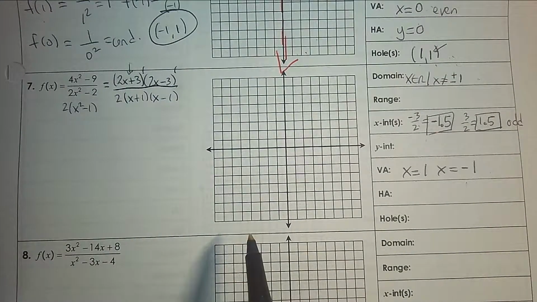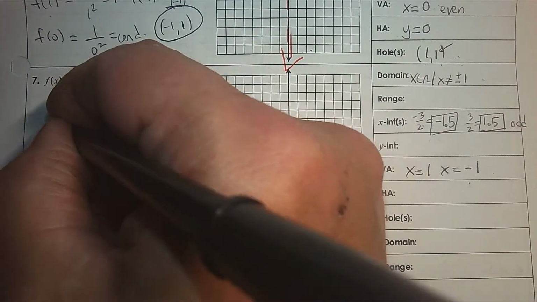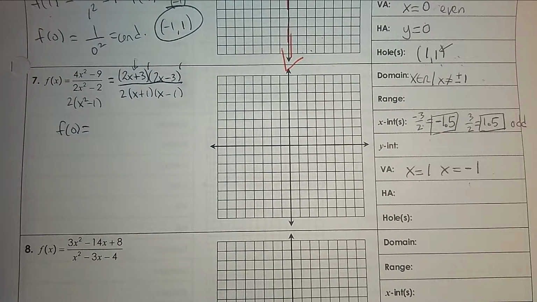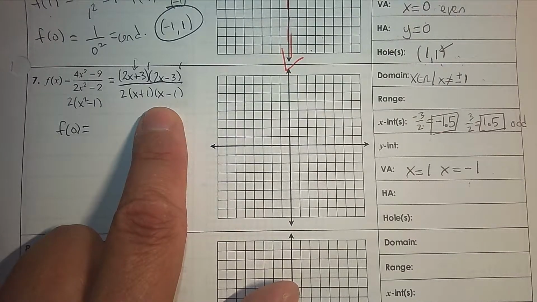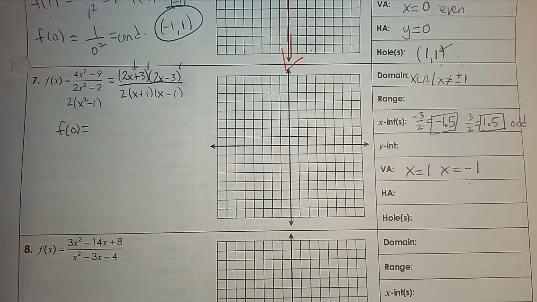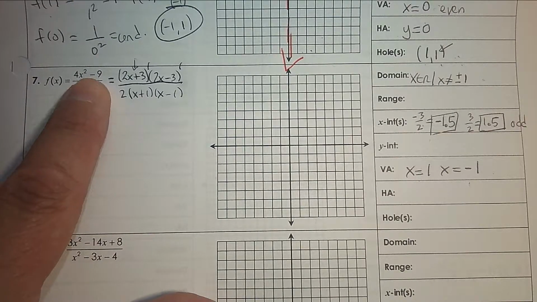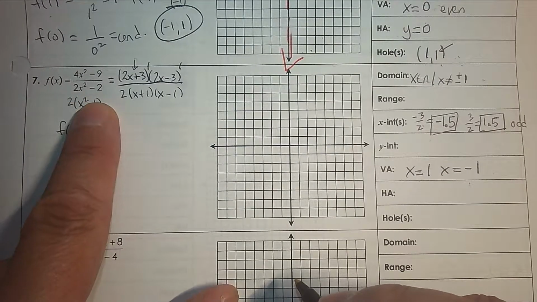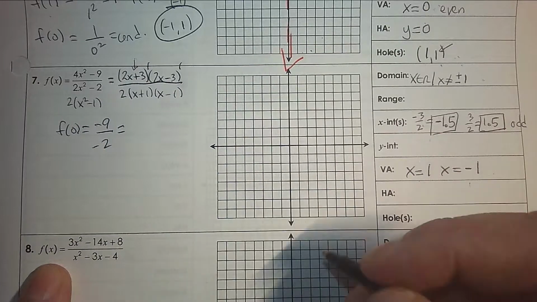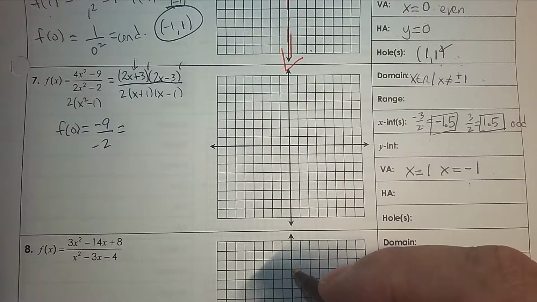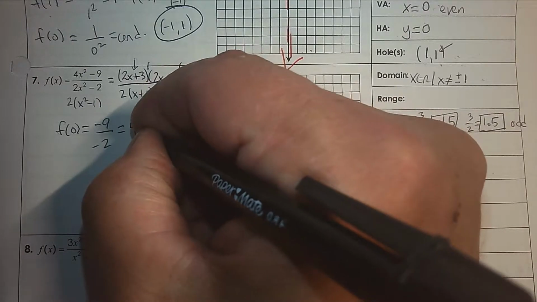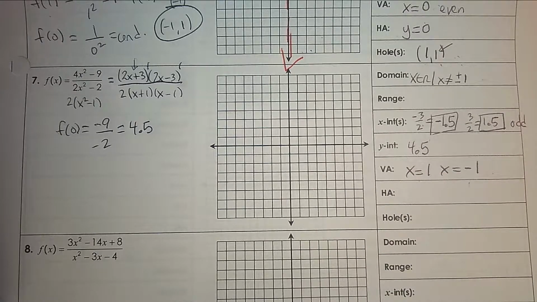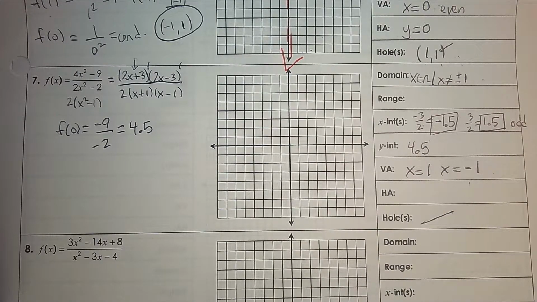How do I find the y-intercept? I plug in 0 for x. Now, usually, to find the y-intercept, not in the factored form, but at the beginning, put 0 in for x. It's easier. So if I plug 0 in for x, I'm left with negative 9. Plug 0 in for x, and I'm left with negative 2. So I know a negative divided by a negative is positive. What's 9 divided by 2? Exactly, 4.5. We have no holes, so I'm just going to cross that out.